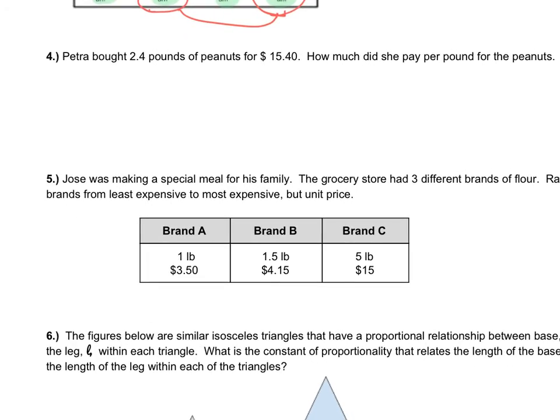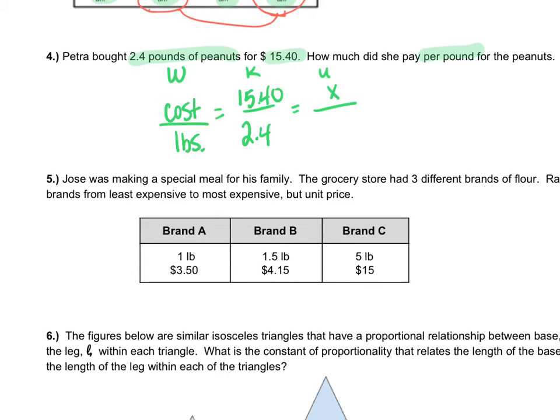Okay, number 4. Petra bought 2.4 pounds of peanuts for $15.40. How much did she pay per pound? Simple WKU right here. My words would be set up as, we usually said money over whatever, so I'm going to say cost over pounds. They told me it was $15.40 over 2.4. How much per pound, for 1 pound?